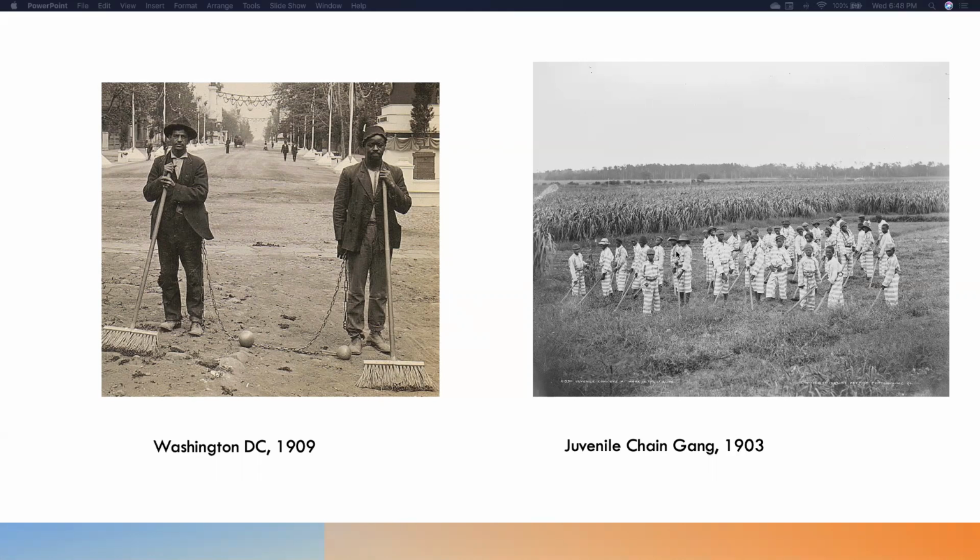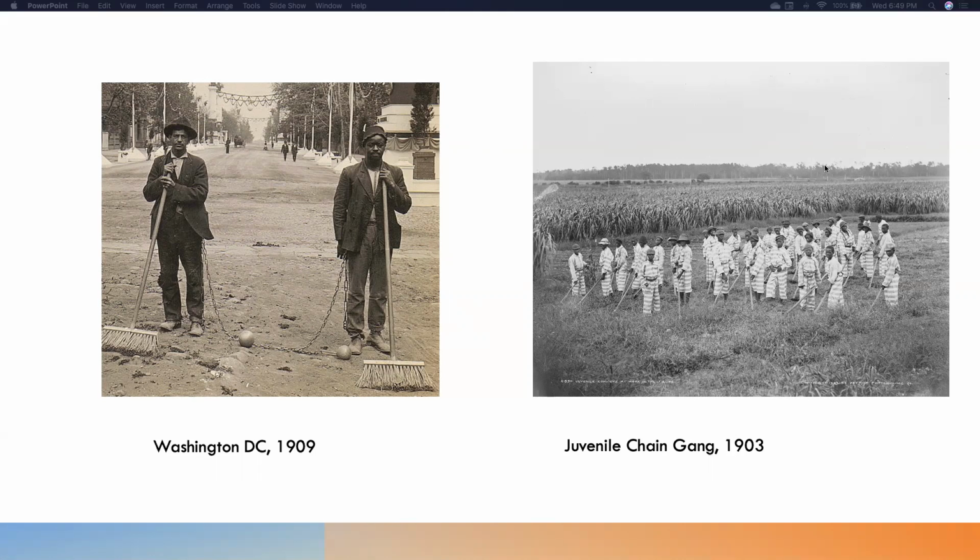So they targeted anyone and everyone when it came to trying to round up people to put into these chain gangs. And as you can see, this is a group of 9 to 13-year-olds with hoes, right, out working fields. And it looks like that's corn, if I'm not mistaken, but I'm no farmer, so don't quote me on that.